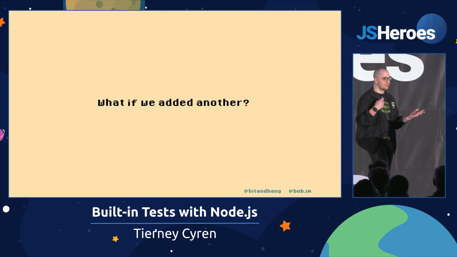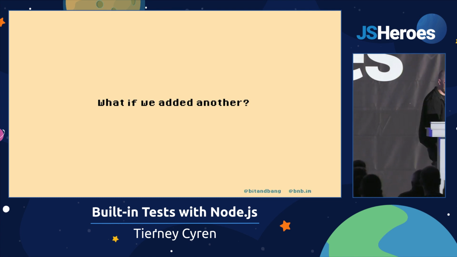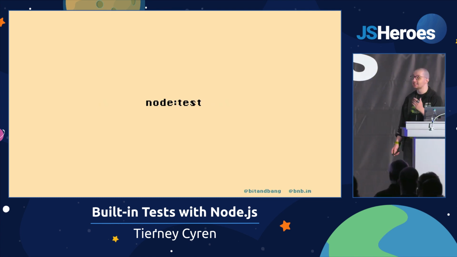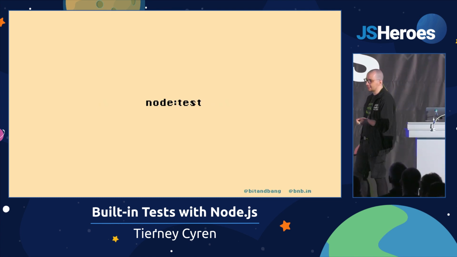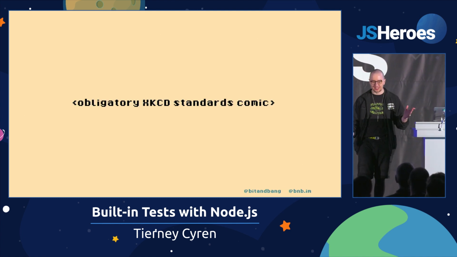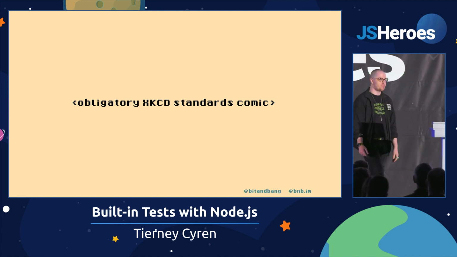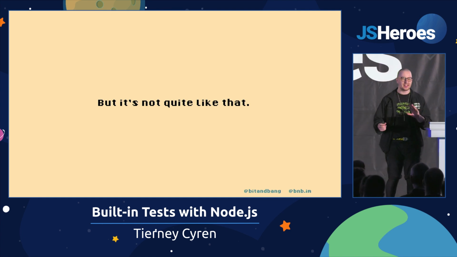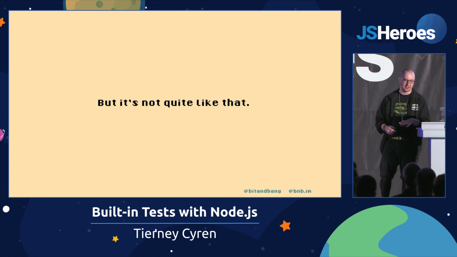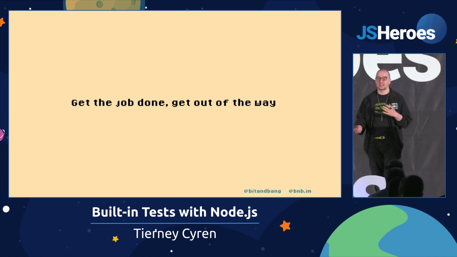So what if we added another, right? Who doesn't love more tools? And specifically, Node has actually added Node Test. I want to insert the obligatory XKCD 927. We had 14 standards, now we have 15. But it's not quite like that. It's not actually a new standard. It's very similar to what already exists.